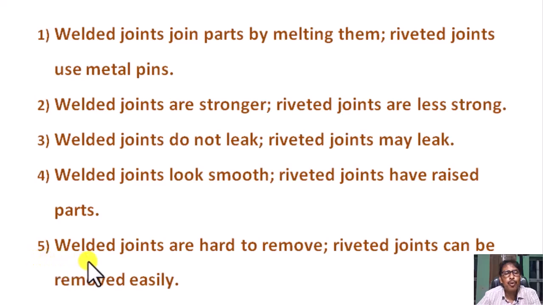Number 5, welded joint are hard to remove. Riveted joint can be removed easily. That means weld must be cut to open, but rivet can be taken out easily.